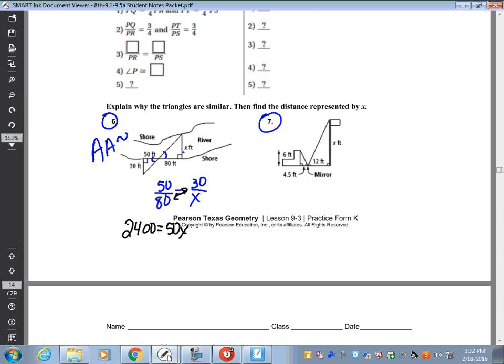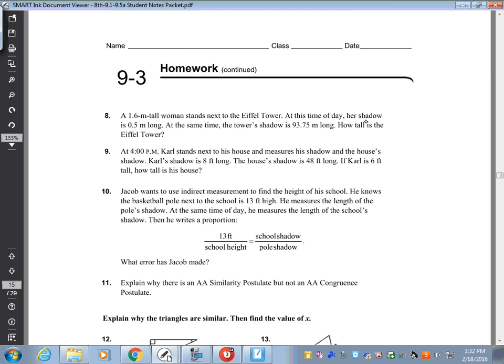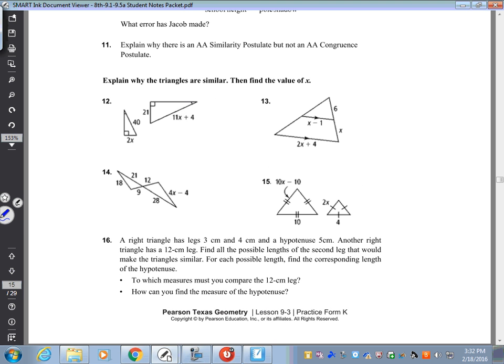All right, so any questions on that? Do we know what we're doing here? Are we just doing 6 and 7 homework? Well, 1 through 4, 6 to 7. And let's go to this page. We're going to go to the bottom. 12, 13, 14, 15.